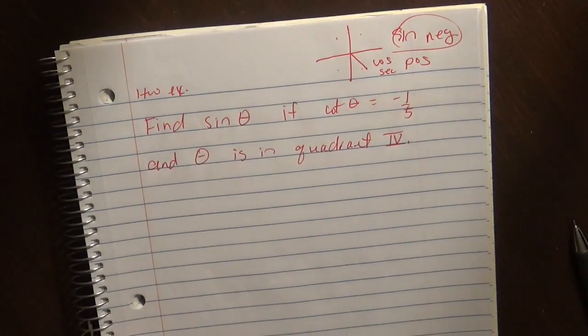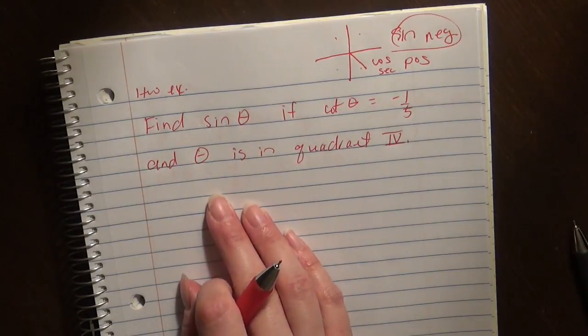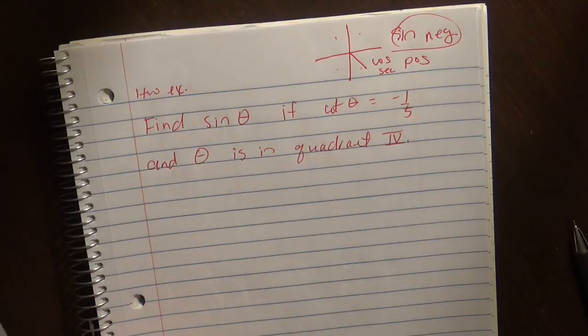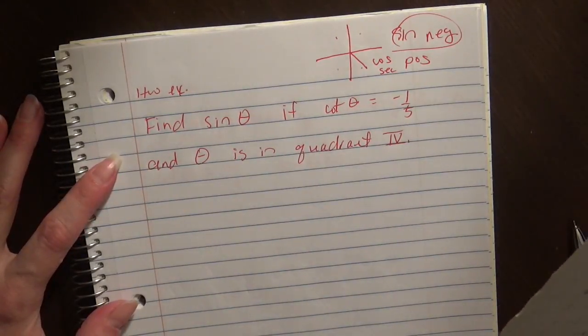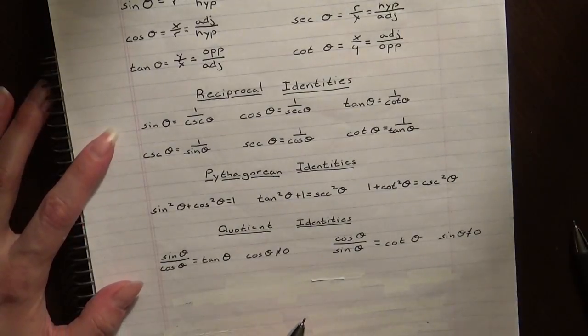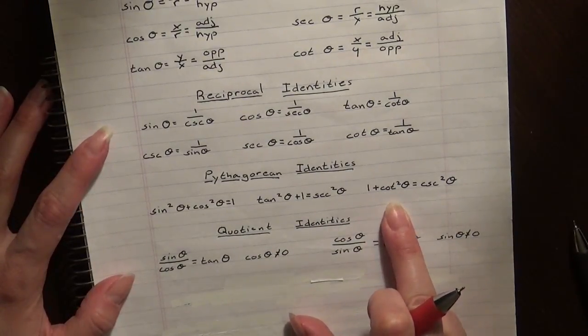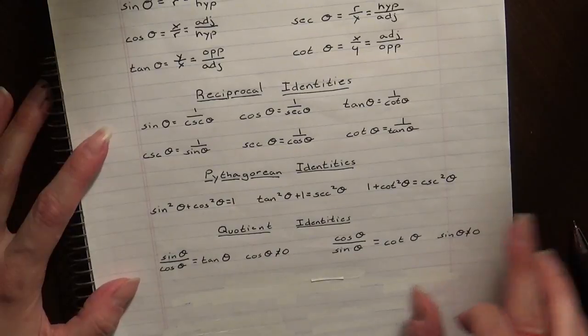Now, if you want to do these problems the way you did them back in chapter 5, I think it was chapter 6, it still works the same, but it's just good to know another way to do it because sometimes it's going to be easier one way versus the other. So we're going to use the identities. We're finding sine, we're given cotangent. So what identity might be useful? I would go here: 1 plus cotangent square theta equals cosecant square theta. We know cosecant is the reciprocal of sine.